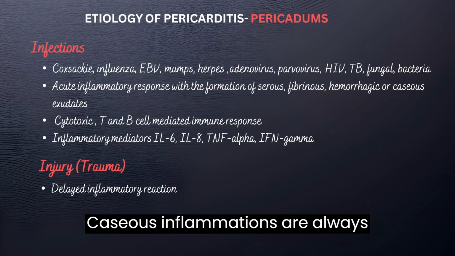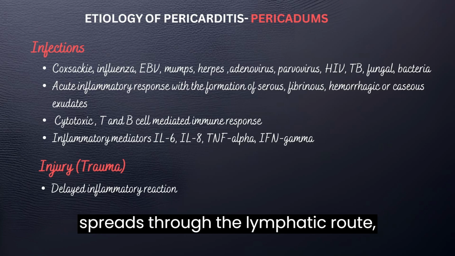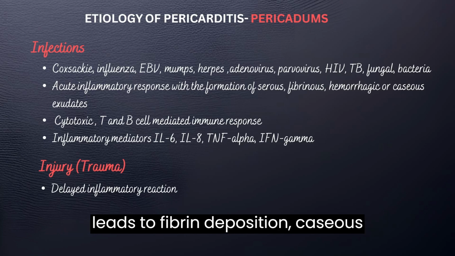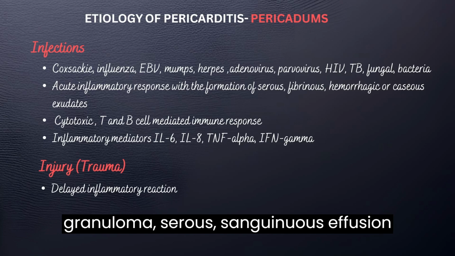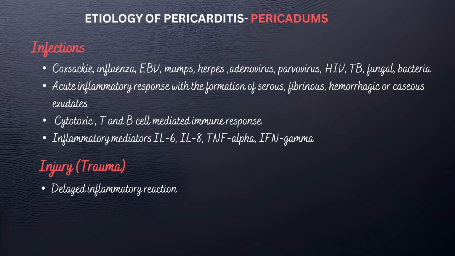Caseous inflammation is always TB unless proven otherwise. Tuberculosis spreads through the lymphatic route and leads to fibrin deposition, caseous granuloma, and a serosanguinous effusion that may lead to constrictive pericarditis in the future.